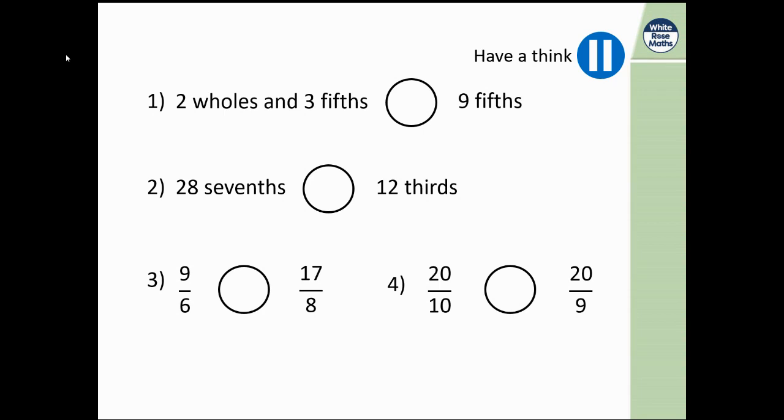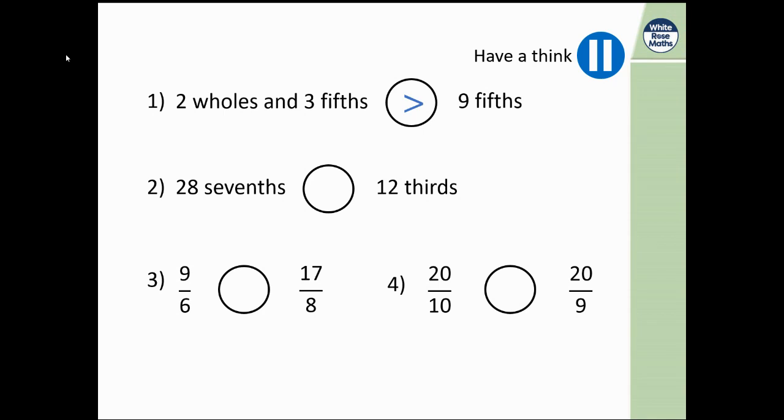Okay, right, now we've got 2 wholes and 3/5. Is that less than or greater than 9/5? So we've got 2 wholes and 3/5. What we can do is say, okay, fifths, so in 2 wholes there will be 10. So we've got 10 fifths, which is the 2 wholes, and we've got 3/5, so that would be 13 fifths. So 13 fifths is greater than 9/5. Brilliant.